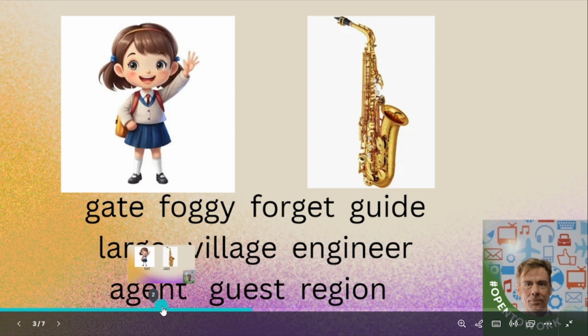Our next word is agent, agent, J, as in jazz. Then we have guest, guest, that is the girl sound. And our last word here is region, region, that is J, as in jazz.